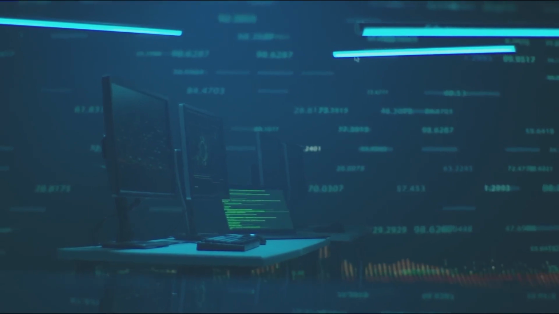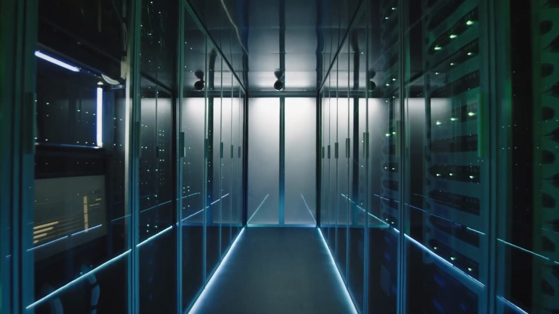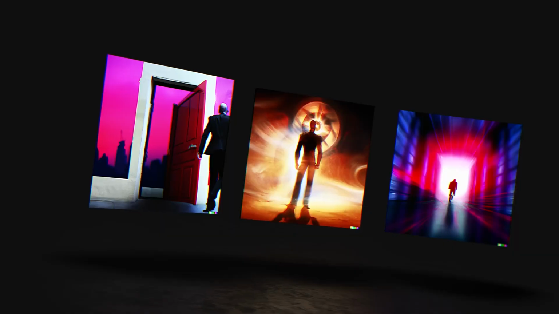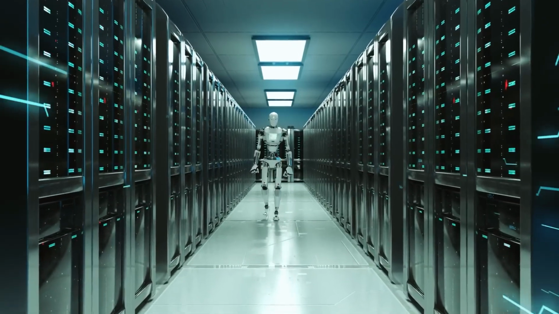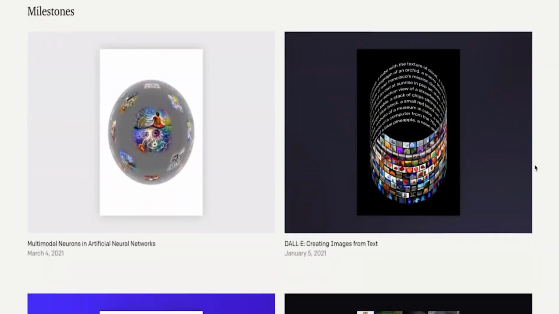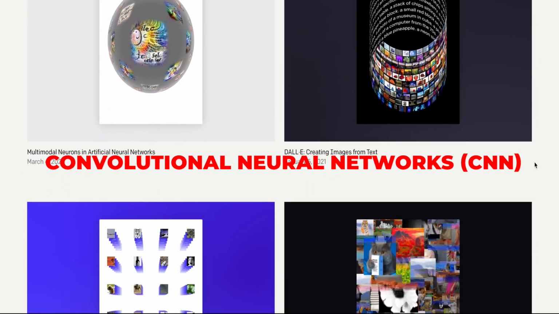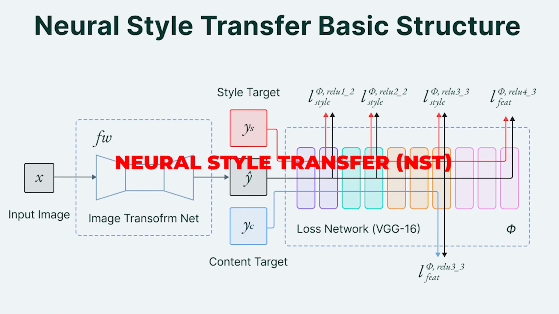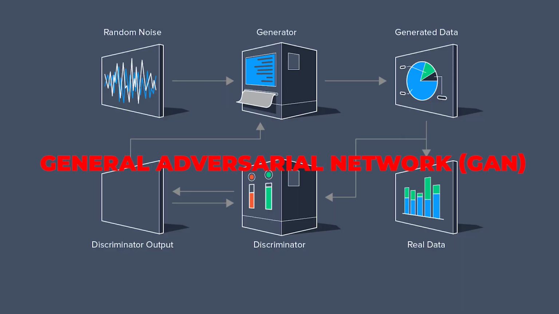It's important you understand the different AI art systems. That way, you can generate more types of AI art and make more money. The vast majority of AI art systems fall into one of three categories. They are convolutional neural networks, or CNN, neural style transfer, or NST, and generative adversarial network, or GAN.